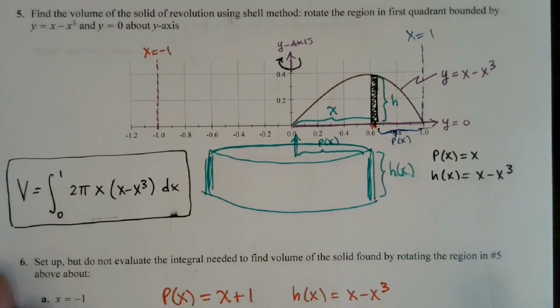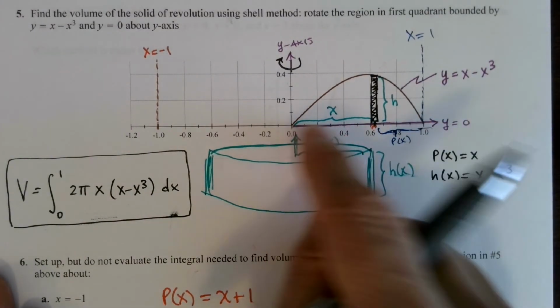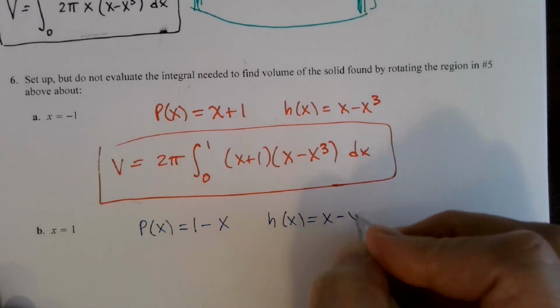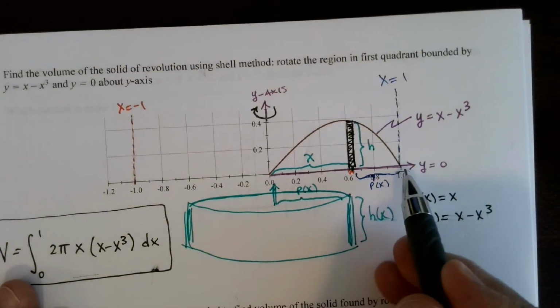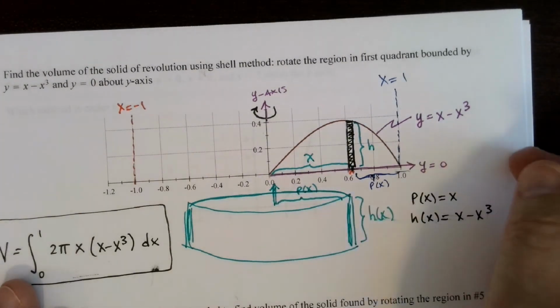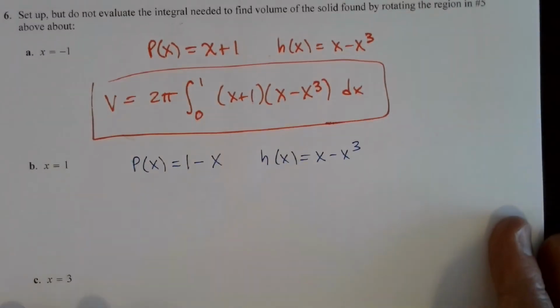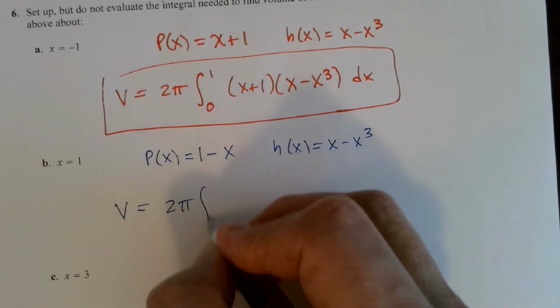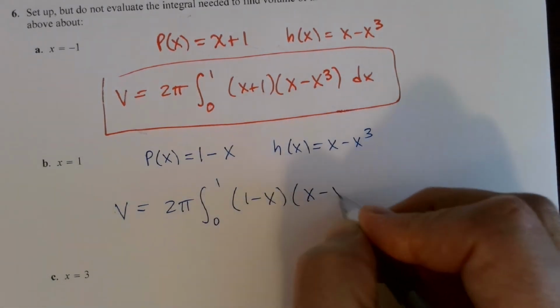And so as x gets bigger, our radius gets smaller, right? And it varies from x being from 0 to 1. h of x is the same. And we're still integrating the same area from 0 to 1. It's going to come around and rotate in on this side, and we'll have that solid that we're finding the volume of. p of x is now 1 minus x, h of x is x minus x cubed.